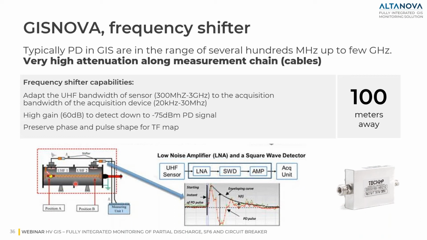And the frequency shifter is normally connected to the internal or the external sensor, and from the other side to the acquisition unit. Thanks to this approach, we can use signal cables up to 100 meters long. This can ensure compact and cost-effective installation layouts.